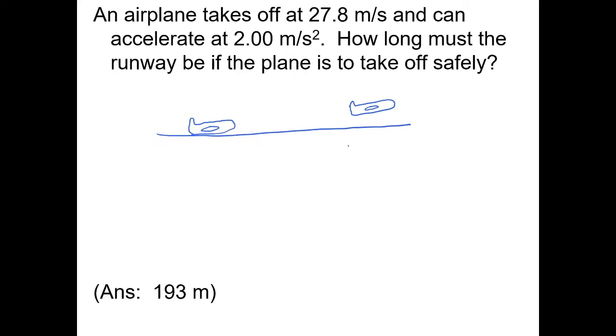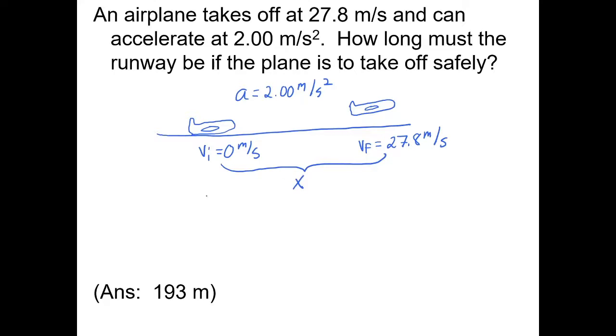So in order to take off, the v final is 27.8 meters per second. You don't have to draw anything pretty. Even if you can't draw that airplane, just draw a box or something. We know it can accelerate at 2 meters per second squared. And v initial we'll make 0. It only makes sense because planes would be at rest. We're interested in the distance. So that would be the x.